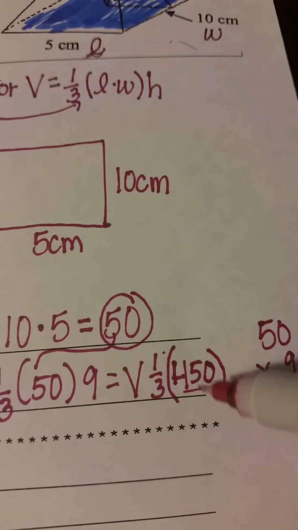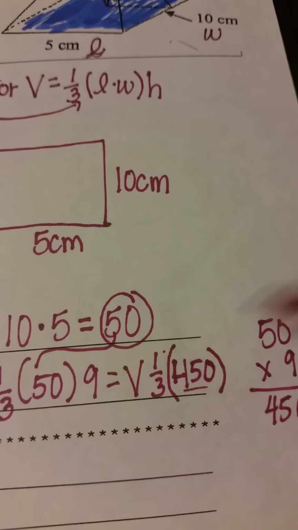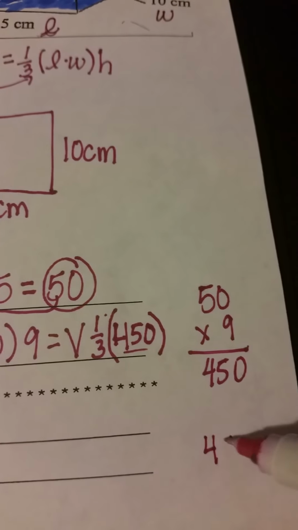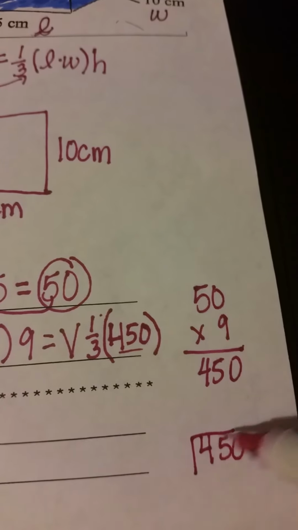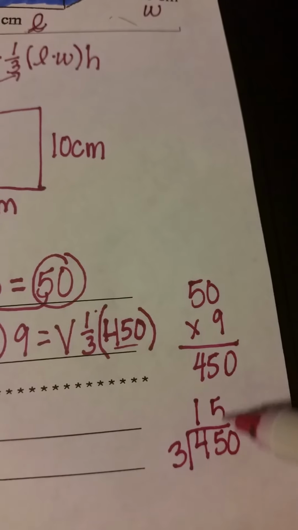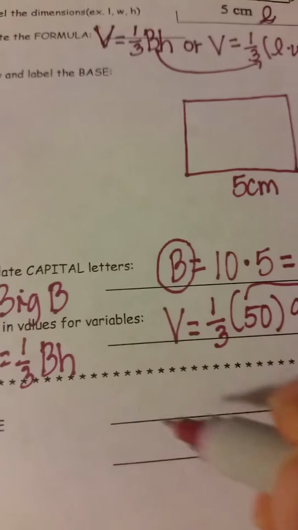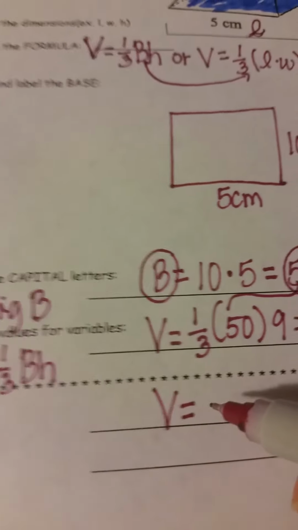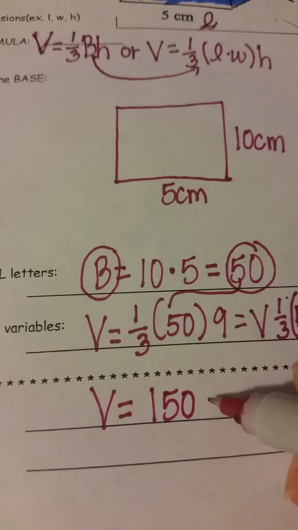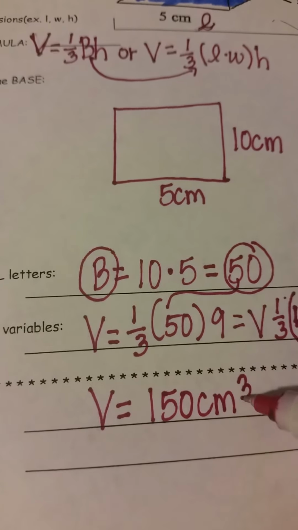We can put this over 1 and do 450 divided by 3, which will give us the same thing. So 450 divided by 3 would give me 150. So my volume here would be 150 cubic centimeters.